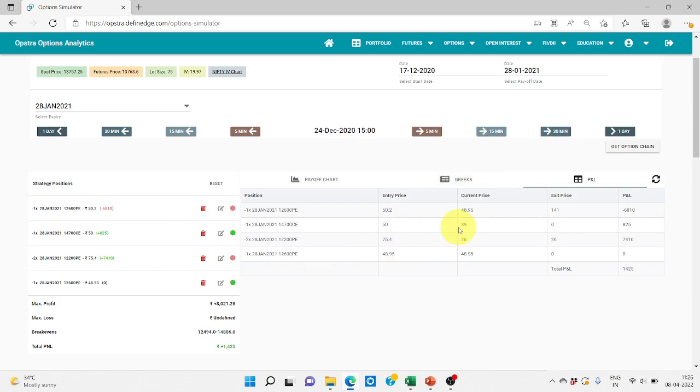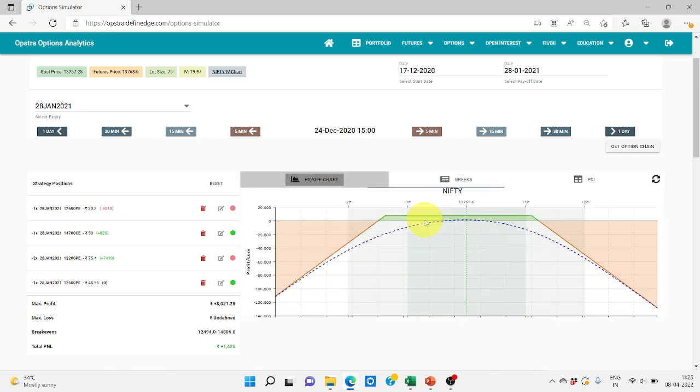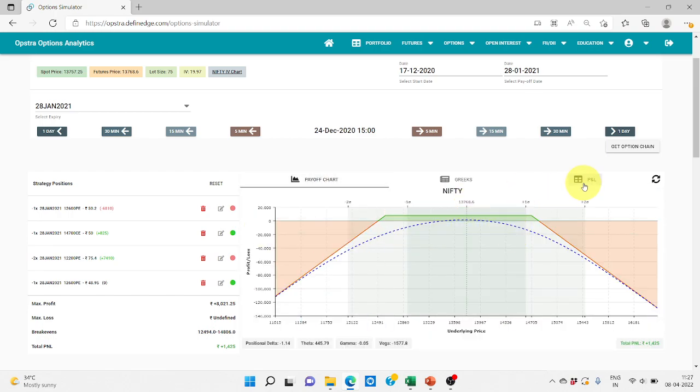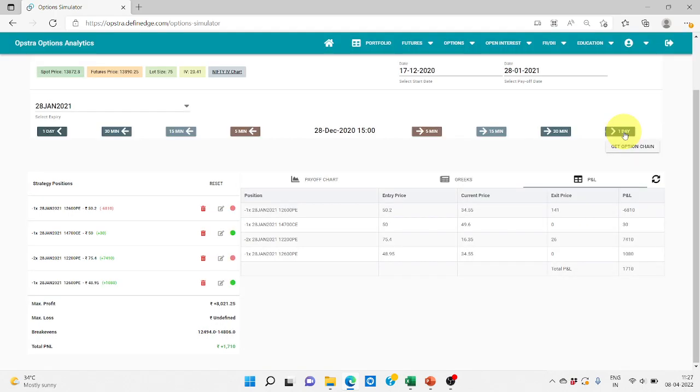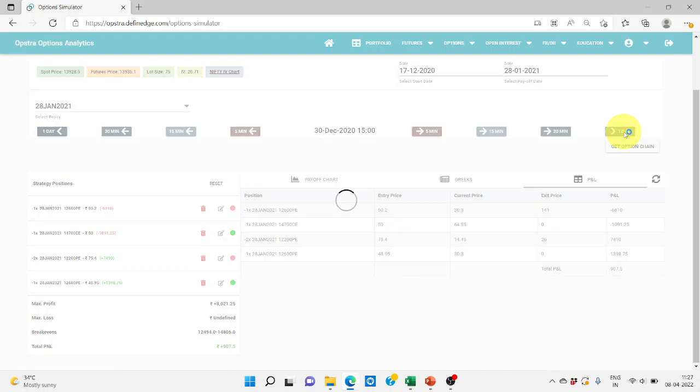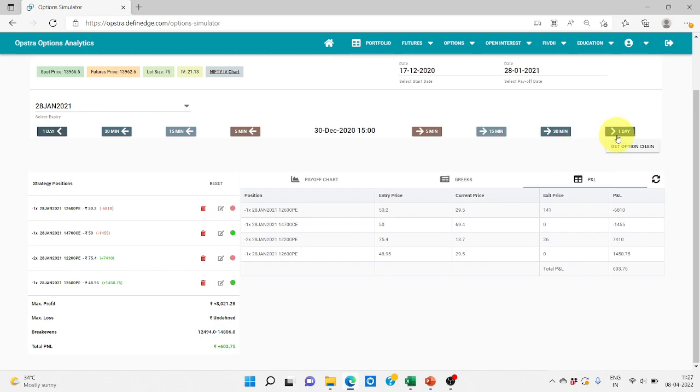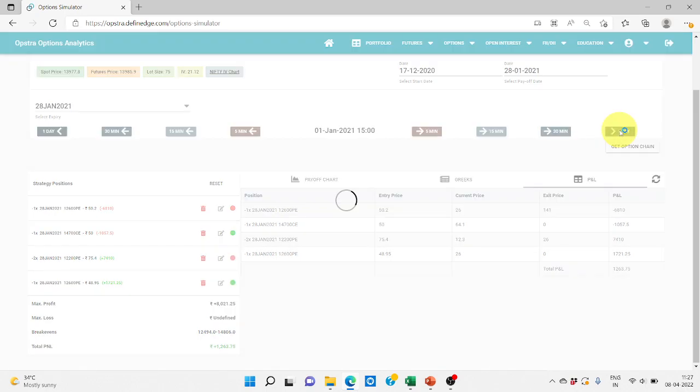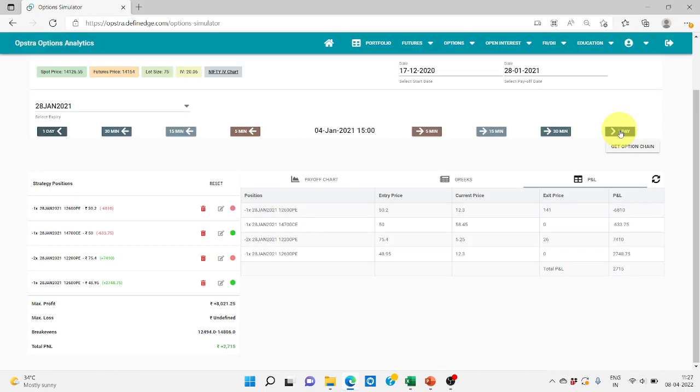Now the active position is with 1 lot each, we are having 14,700 call and 12,600 put. The payoff graph still has a very wide range, so we have nothing to panic about. Let's see how it goes. Now we see the call option is spiking. Maybe the call option might go to 100. If so, then we'll have to do an adjustment, or else till then we need not do anything.